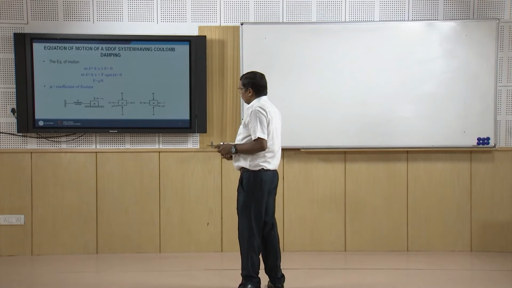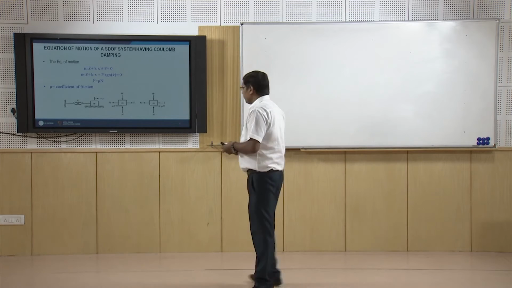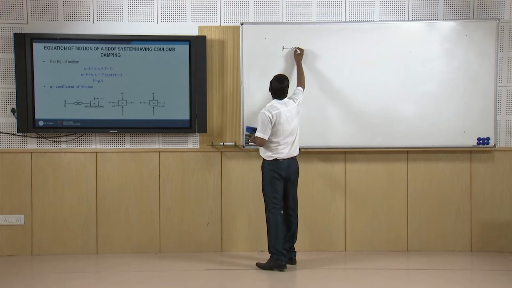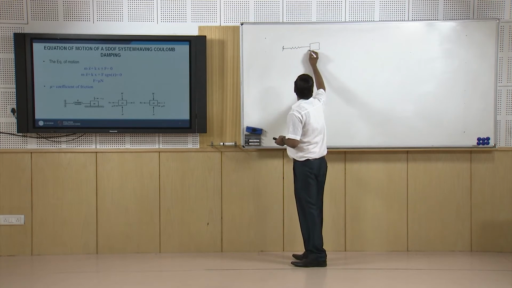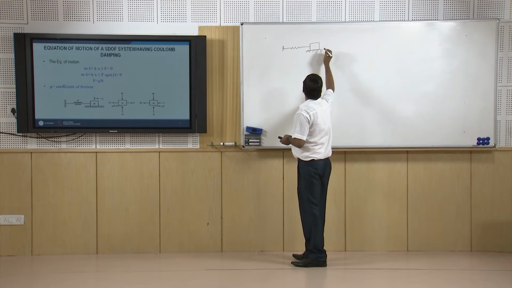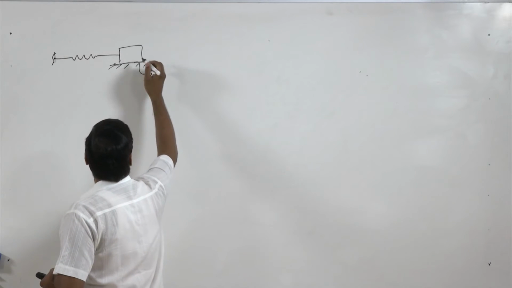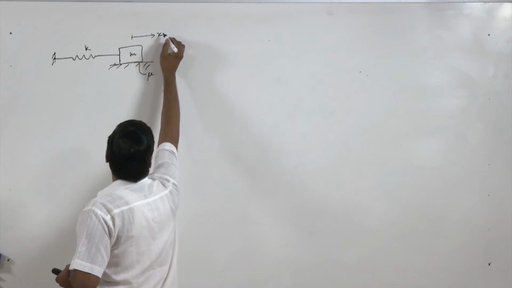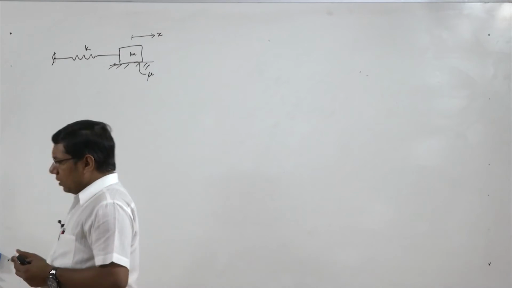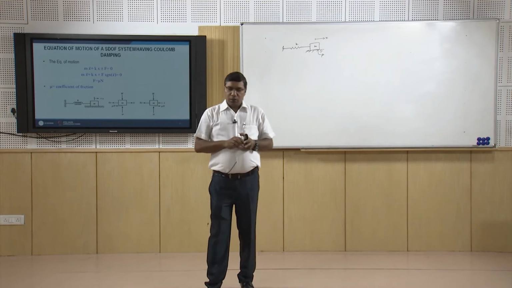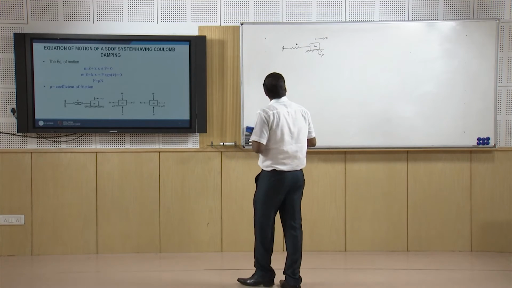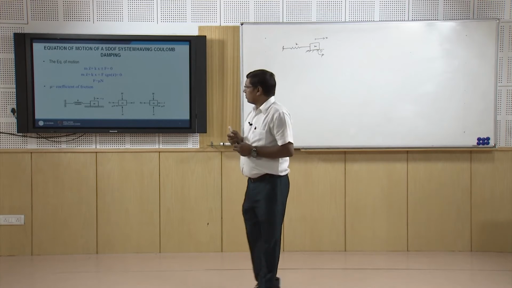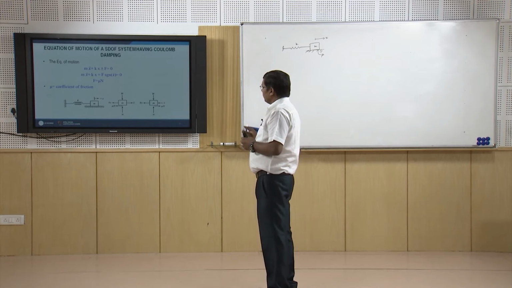So we now represent this system. Let's say this is our spring and this is our mass m, with spring constant k. This mass is moving on a horizontal surface that has a coefficient of friction mu, and let's assume it is moving in this direction. So there is a coefficient of friction mu between the horizontal surface and the block M.